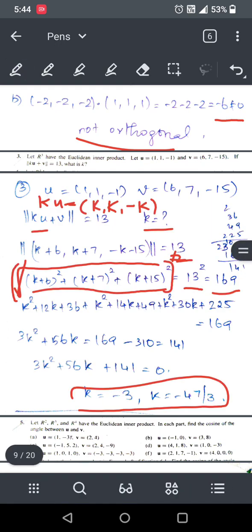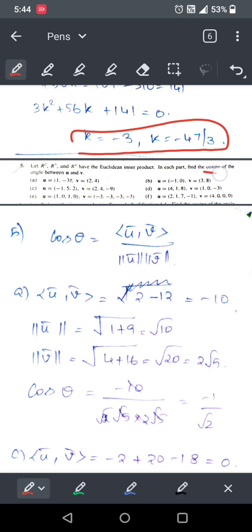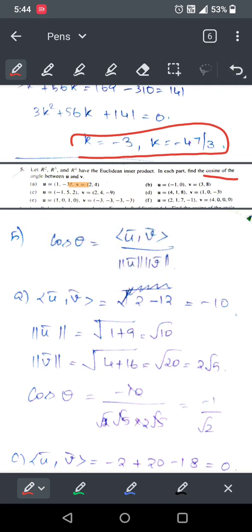So here we need to find the cosine angle between u and v, that is cos theta. The value we know is the inner product uv divided by norm u norm v. The inner product uv is minus 1 into 2 plus minus 3 into 4, which gives minus 10. Norm u is root of 1 square plus minus 3 the whole square, which gives root 10, and norm v is root of 2 square plus 4 square, which is root 20. This can be written as 2 root 5.